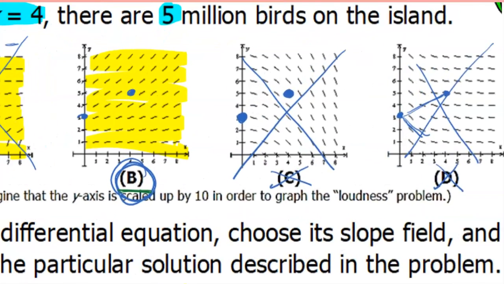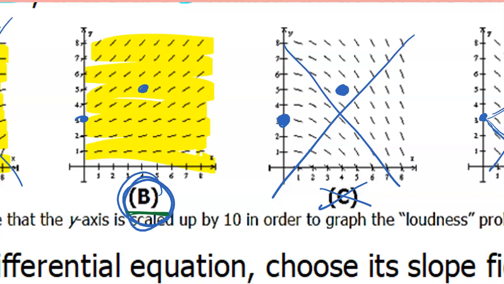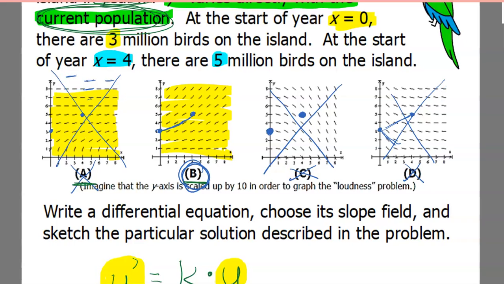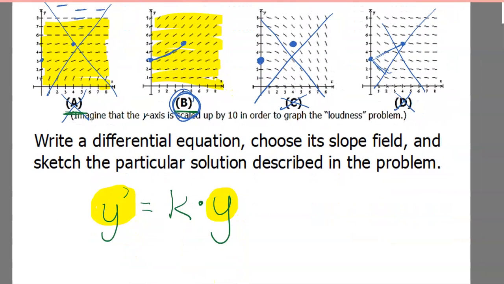So B, by process of elimination, is the only good choice. And if we try to connect by following the slopes given to us, kind of matching the slopes as we get close to them, then we can connect those 2 points. So we wrote our differential equation, we chose its slope field, B, and then we sketched the particular solution.